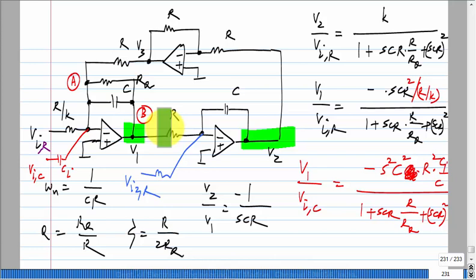Yeah, it may be a little hard if you don't have experience, but let's look at V1. I will apply an input here and then look at what V1 is. Can you tell what the DC gain is going to be from VI by R to V1? What happens at DC? Capacitor currents are 0, right?